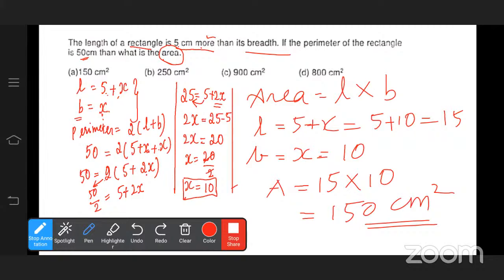Ma'am, can we do this sum without x? Can you do this sum without x? Yes, ma'am. Ma'am, we can do it, but it will be very confusing. If you use some constant in the sum, it will come easily. If you are familiar with that method, you can do it. Okay, ma'am.